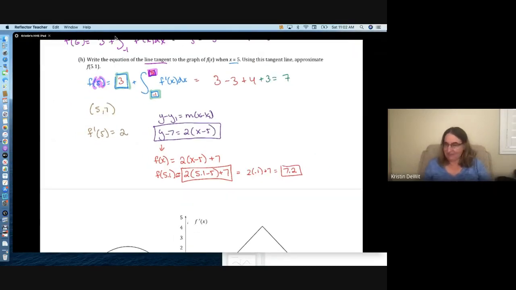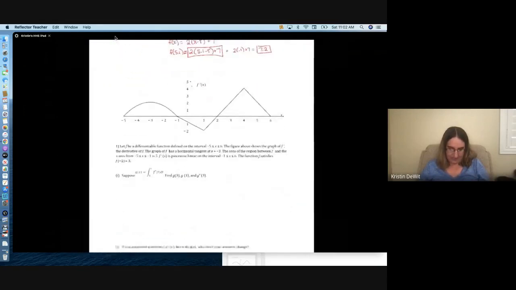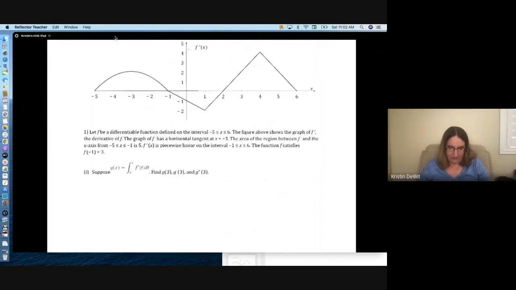So, all right. So that's that one. Let's move on. So we love tangent line problems. Let's see what's next. Ooh, these are fun ones too. Let f be a differentiable function. Okay, we got all the same directions here. But now it says, suppose g of x equals this whole thing. We need to find g of 3, g prime of 3, g double prime of 3.